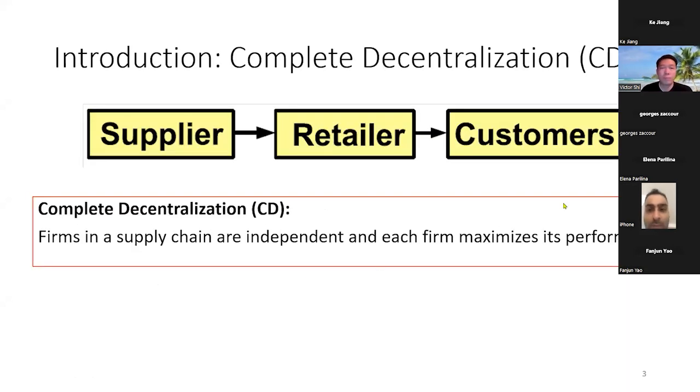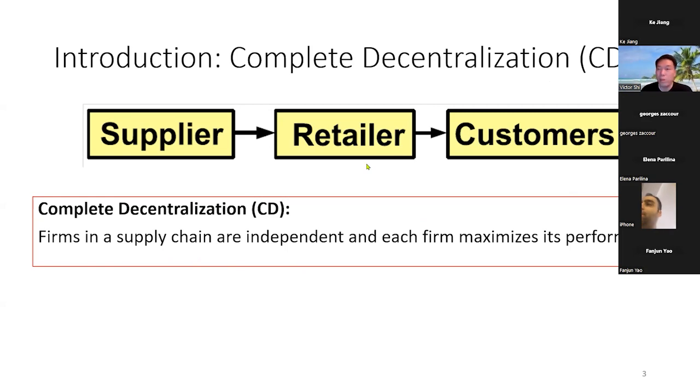All right. So I'm not very sure how many of you guys are doing supply chain management research, right? But in supply chain management, we often talk about complete decentralization, okay? CD for short. What is complete decentralization? It means the firms in the supply chain are independent, and each firm maximizes its own performance.